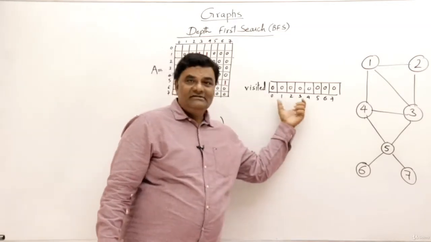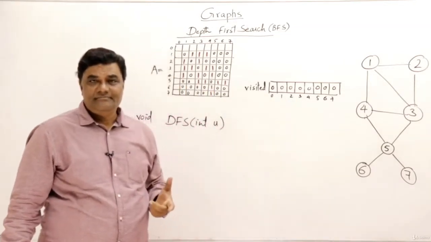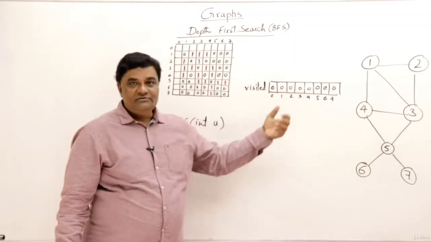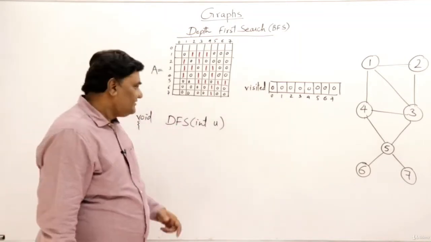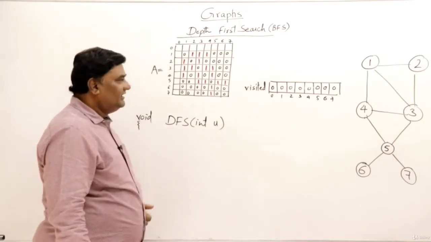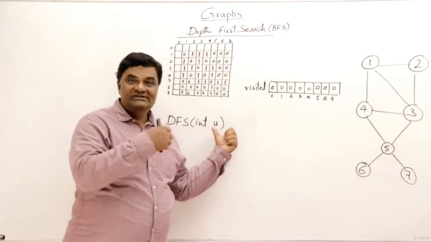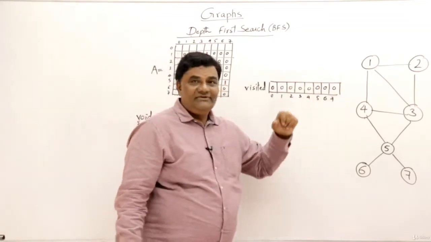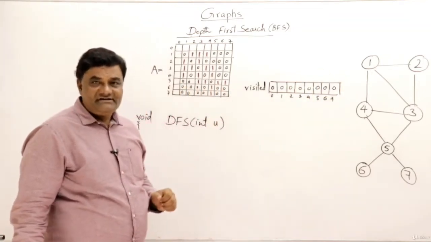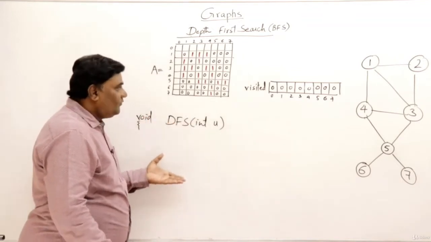And then this is a visited array. All are zeros, meaning no vertex is visited. Then what is the procedure? This is depth first search. Suppose a vertex u is passed, meaning the starting vertex. The starting vertex can be anything, let us say 1. If the starting vertex is 1, then what do I have to do?